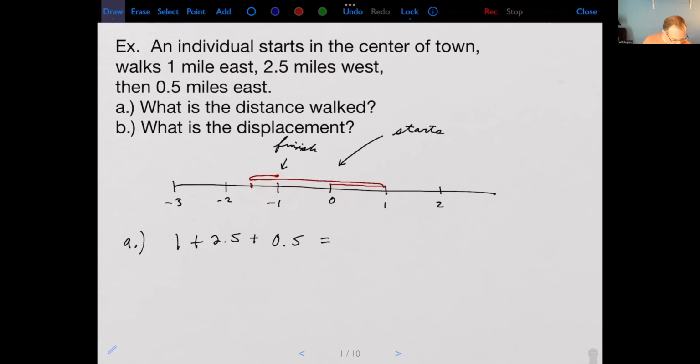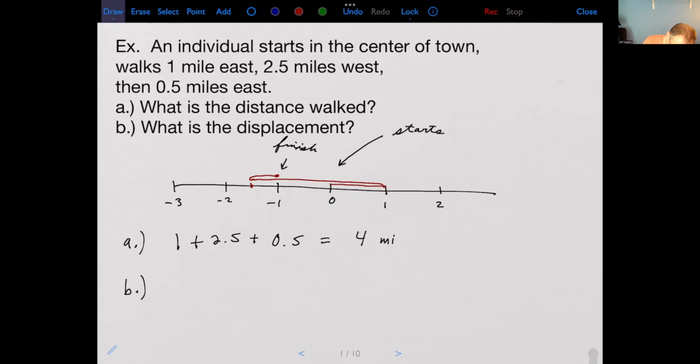And if you add all those values together, you're going to get an answer of 4 miles. Right? So the distance traveled is 4 miles. Okay, what about displacement? Well, remember, displacement simply depends on the final position and the initial position.